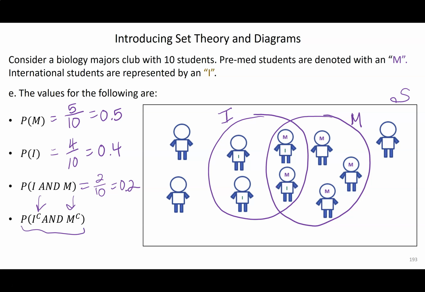And then, throwing back to our complement notation, this one's asking, what is the probability I randomly select a student who is not an international student and not a pre-med student? So I need to find the students that aren't international and aren't pre-med. Honestly, I'm looking at these 3 people. So there are 3 people out of 10 that aren't international and aren't pre-med. So it's going to be 0.3.